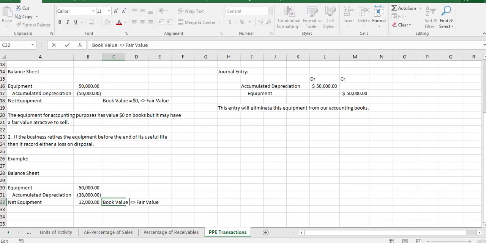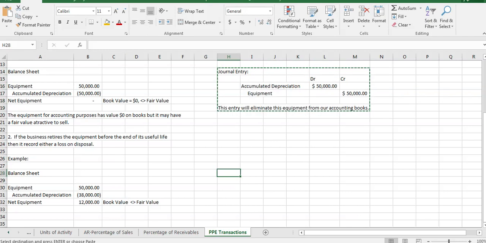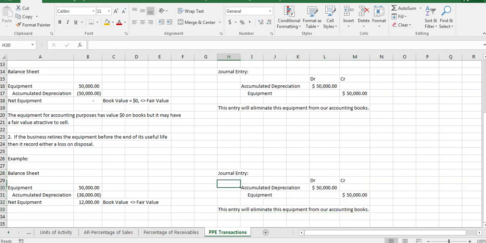So now we have an equipment that hasn't completed its useful life. So now we have to add some information to our journal entry. Remember, we are retiring this equipment. We are not getting anything, so we have a loss.